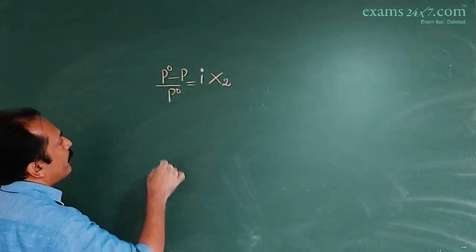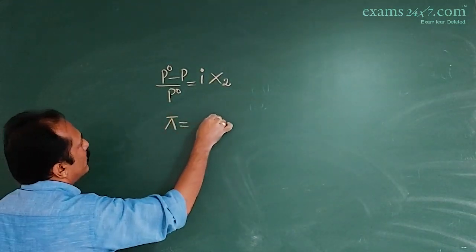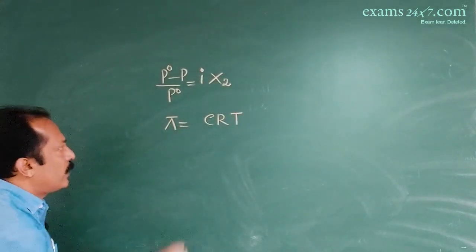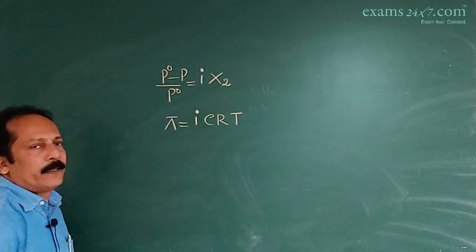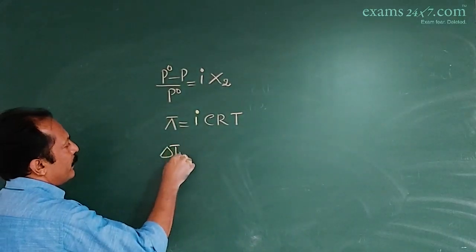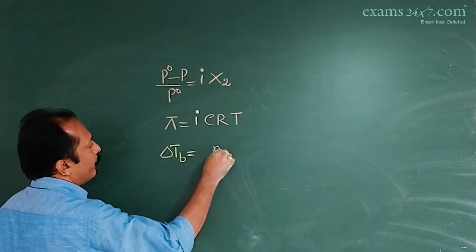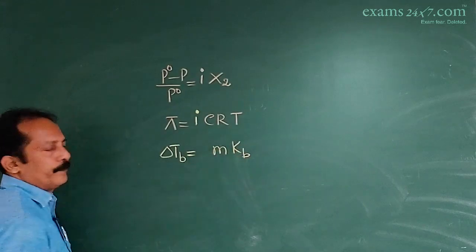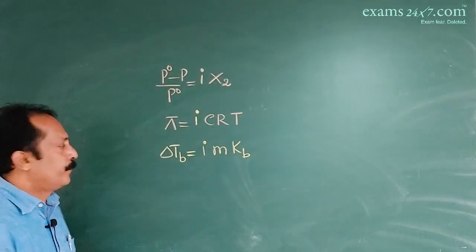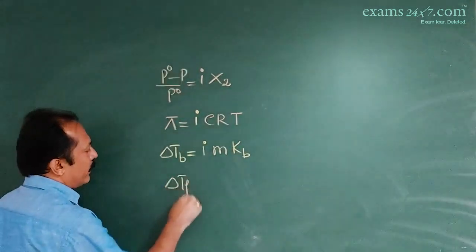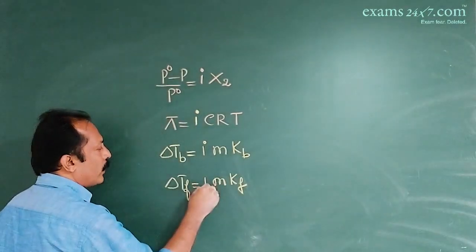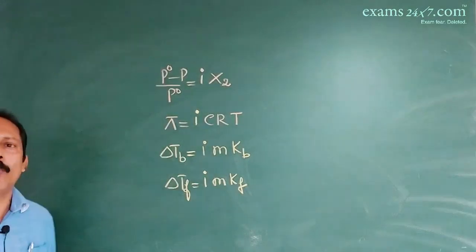Similarly, osmotic pressure, pi is equal to CRT. This is for a non-electrolyte. When you consider an electrolyte, it is iCRT, where i is the van't Hoff factor. Similarly, in the case of elevation in boiling point, delta Tb equals m into Kb for a non-electrolyte. For an electrolyte, i into m into Kb. Similarly, delta Tf is equal to m into Kf. This is for a non-electrolyte. When you consider an electrolyte, you have to consider the van't Hoff factor.